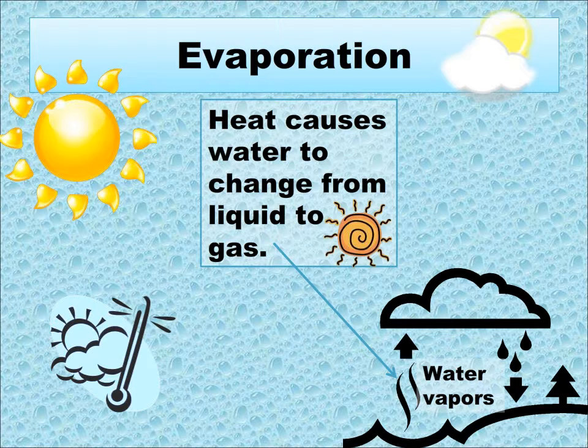Evaporation is what heat causes water to change from liquid to gas. Water vapors rise from the earth and they collect in the clouds.